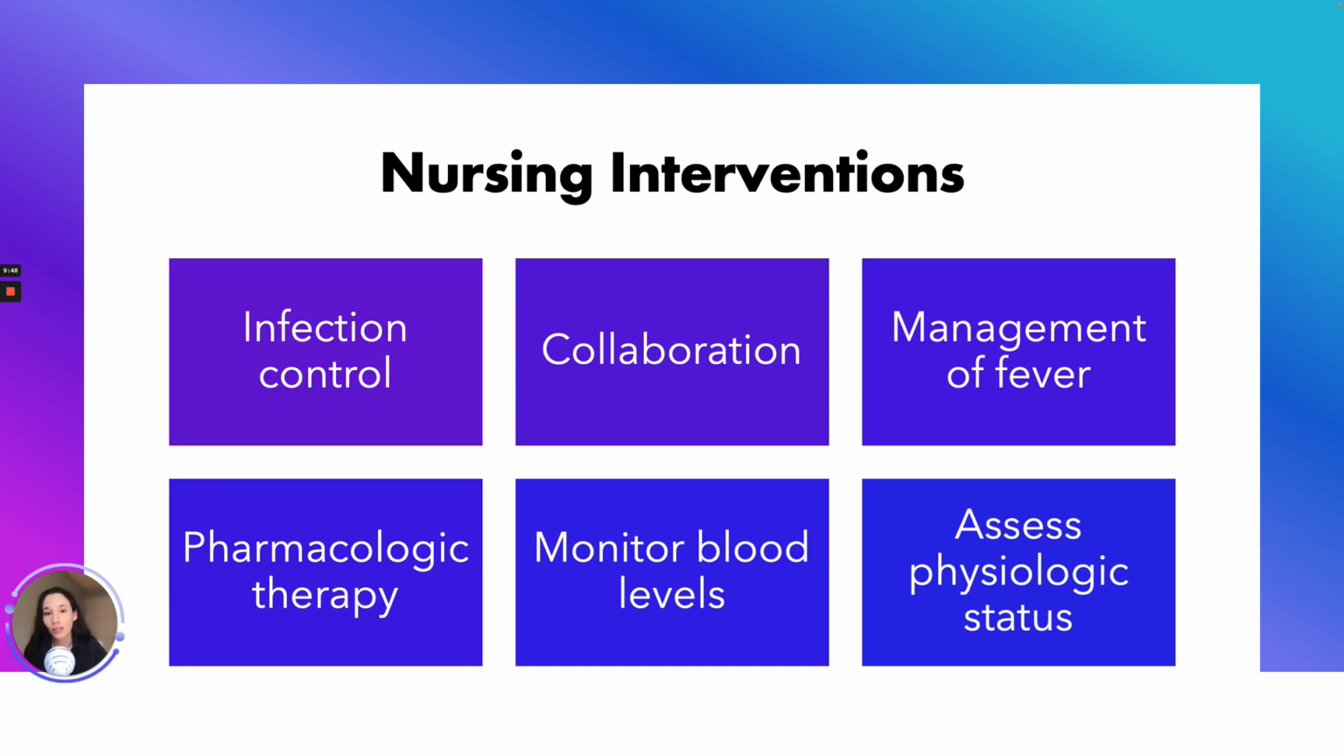And we can use pharmacologic interventions, so we administer prescribed IV fluids and medications, including antibiotics and vasoactive medications. We're going to monitor blood pressures and blood levels. So we'll monitor for antibiotic toxicity, changes in BUN, creatinine, white blood cell count, hemoglobin, hematocrit, platelet levels, and coagulation studies. We'll assess physiological status, looking at that hemodynamic status, the fluid intake and output, and the nutritional status of the patient.